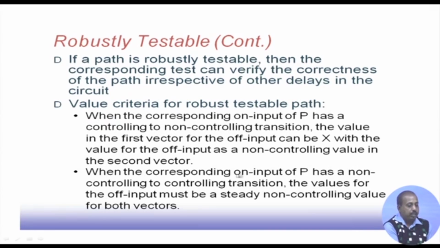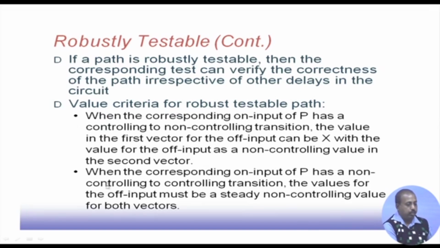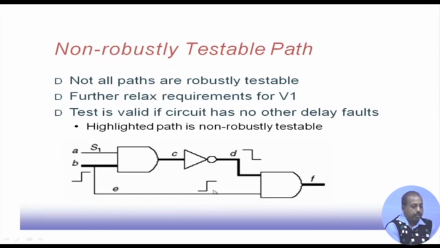Similarly, when the transition is non controlling to controlling, for an OR gate it is going from say 0 to 1, then the values of the off input must be a steady non controlling value for both the vectors. This case is one AND gate. What is happening is that it is going for a transition 1 to 0, so a non controlling to controlling transition is there for this gate. So the second rule: if the input has a non controlling to controlling transition, then the values of the off input must be steady for both the vectors, a steady non controlling value.